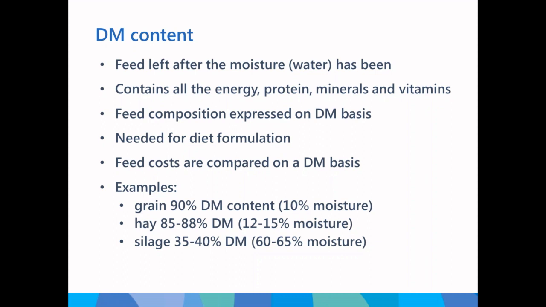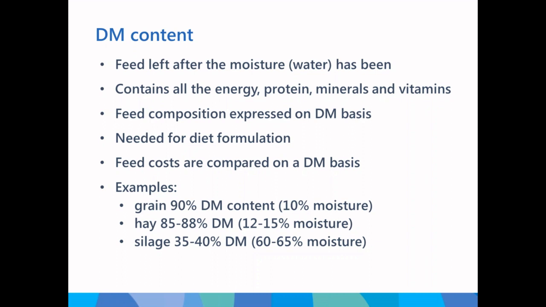Dry matter content. Dry matter content is everything that is left after we take out the water content of a feed. It's important because within that dry matter is all the energy, protein, minerals, and vitamins. While animals need water to survive, the water itself doesn't provide any nutrients to livestock. That's why we like to express all forage quality parameters, all results, on a dry matter basis. Dry matter basis is what we need to predict and formulate diets. It's also how we compare feed costs.